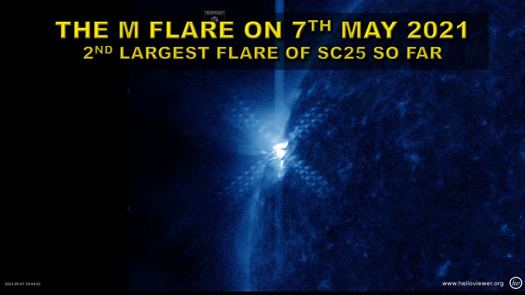Next, we're going to take a look at each of the individual M flares as a movie. This is the first one, as I said, on the 7th of May. It was the second largest flare of solar cycle 25 so far. It's from NOAA region 2822.